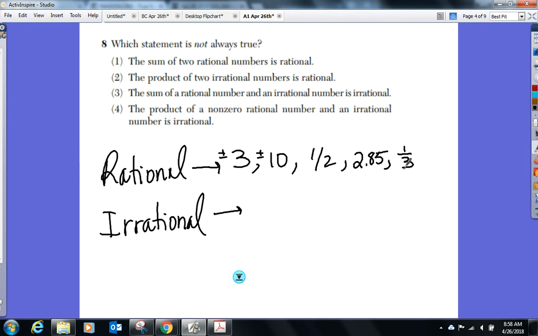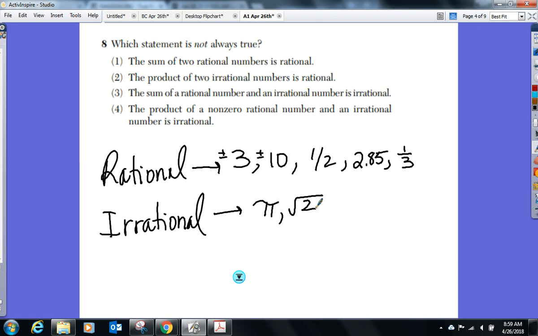Versus irrational, pi. Go ahead, just do pi in your calculator and see that 3.14. Is there any sort of pattern to it? No, it just keeps going on forever. So a number like square root of 2, there's another famous irrational number, because if you do the square root of 2 in your calculator, it's just a number that goes on forever. Without any repetition, it's irrational. So everyone, which one's not always true?